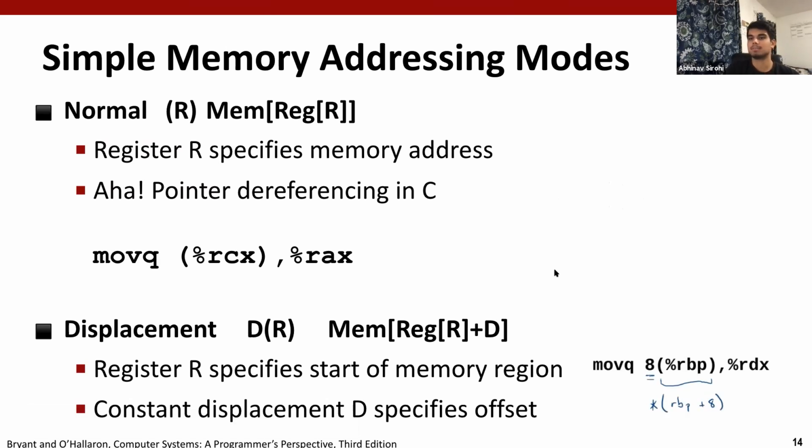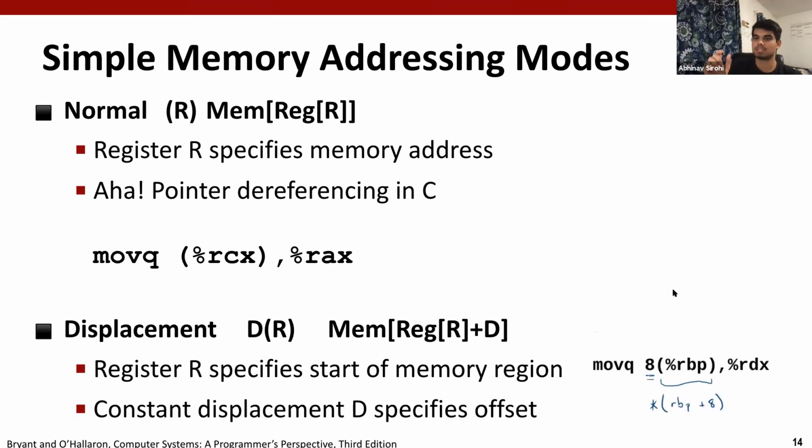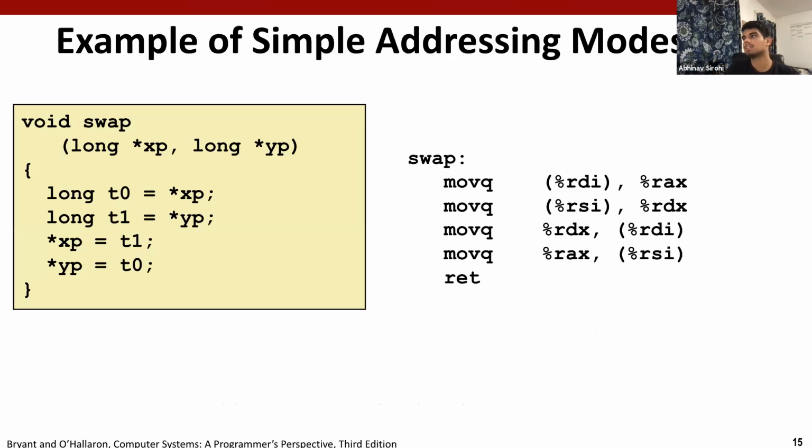And this isn't like C adding. So when we add 8 in C, it'll see the type of value that's there and add the size of that times 8. But this just straight up adds 8 bytes to it.